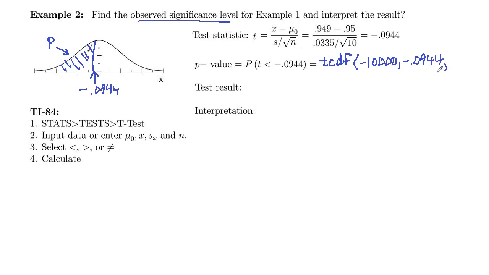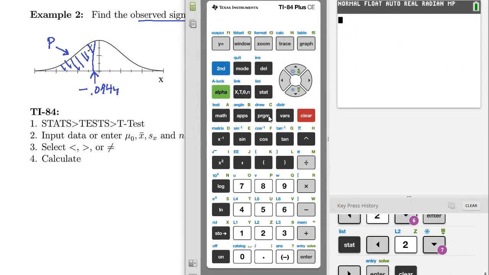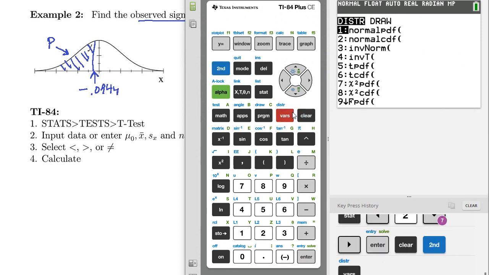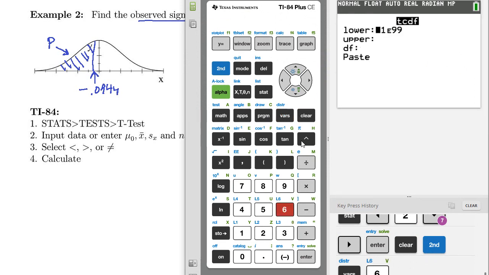And then you have to enter your degrees of freedom. N was 10 here, so degrees of freedom are 9. Let's go ahead and compute that on the calculator. So we go to second variables, distribution menu. TCDF is number 6 there.